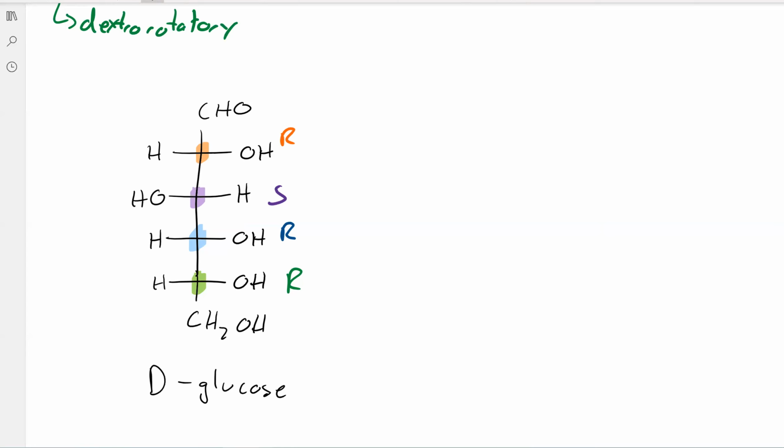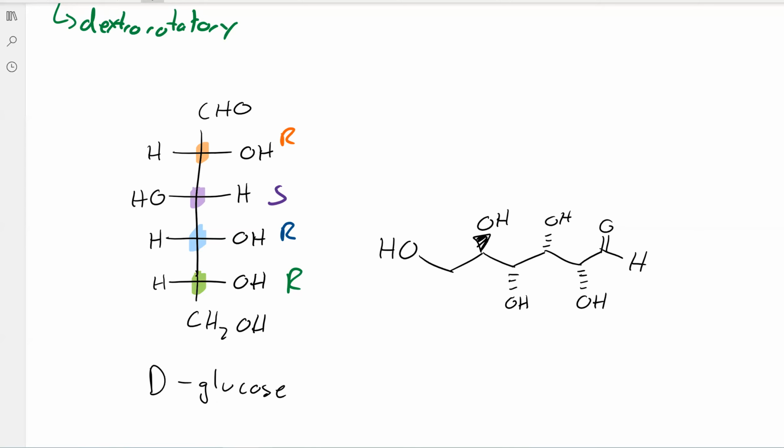What you'll notice is that if the OH is on the right side, it gets R. If the OH is on the left side, it gets S. But anyways, there's the Fischer projection. Here's how we conventionally draw it in our organic chemistry courses. Right, so there's D-glucose drawn as well, right? And then I'll just label all these carbons, that way you can orient yourself to them.